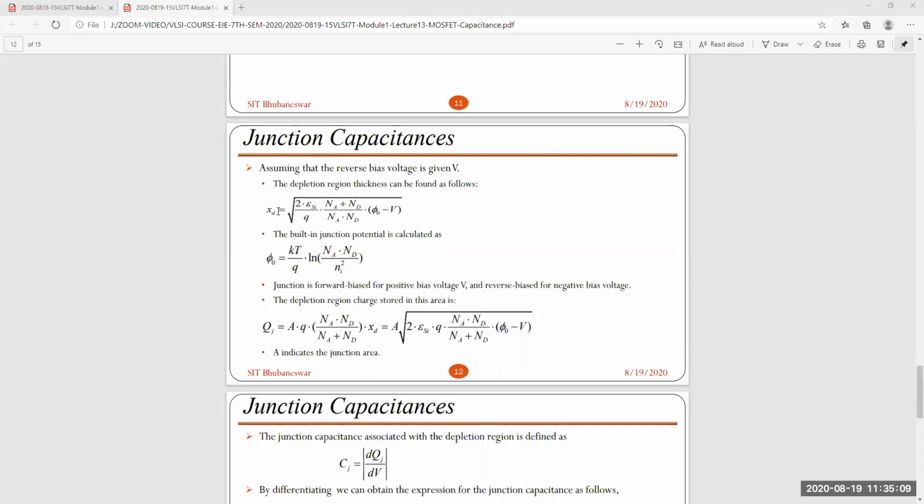What is XD? If there is a junction, then what is the depletion region XD? You have to calculate the doping concentration in the channel stop region or on the drain side or source side, then the barrier potential phi 0, then the reverse voltage. So these things are there, and you have to calculate. Finally you will get Q, the charges stored in that.